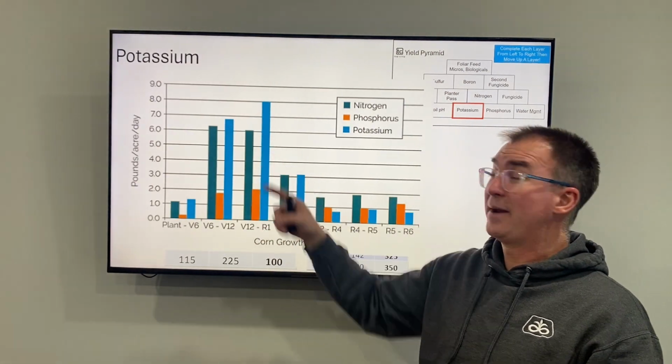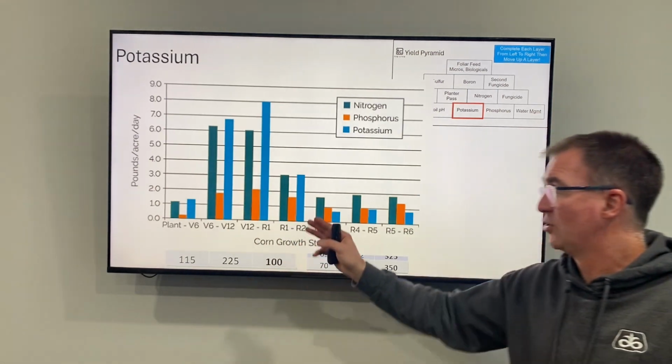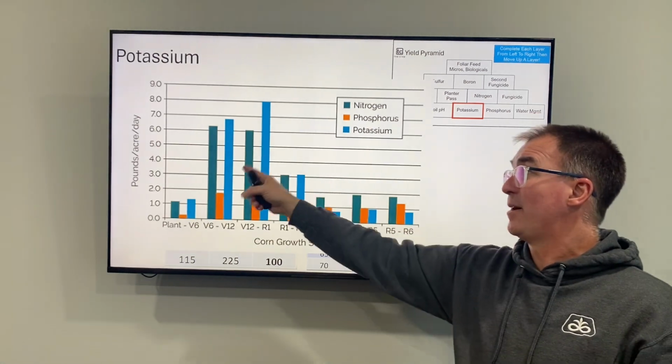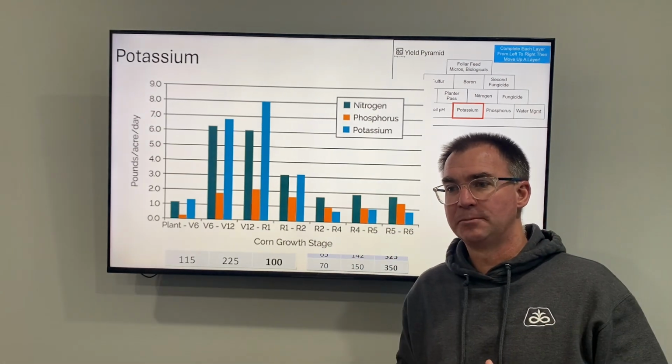Potassium is needed in more pounds per day than even nitrogen is at these early stages. Post-tassel, we fall off. We still need some, but we don't need near as much. It's all about priming that plant early and making sure we can maintain that high yield potential.